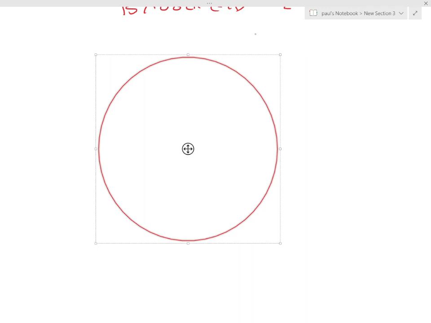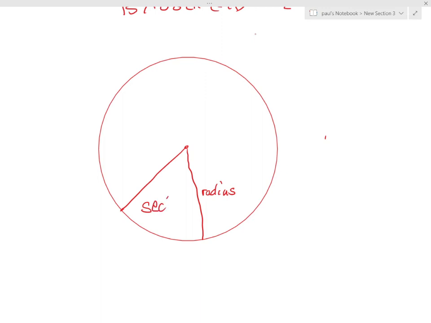Now, we're going to look at a sector. So I'm going to do it nice and big so we can all see what's going on. So here's a circle, there's the middle. If we have a straight line there and a straight line there, this is a radius. And this bit here is called a sector. Now, this is also a radius over here, because it's exactly the same. Now let's call this 12 centimeters.